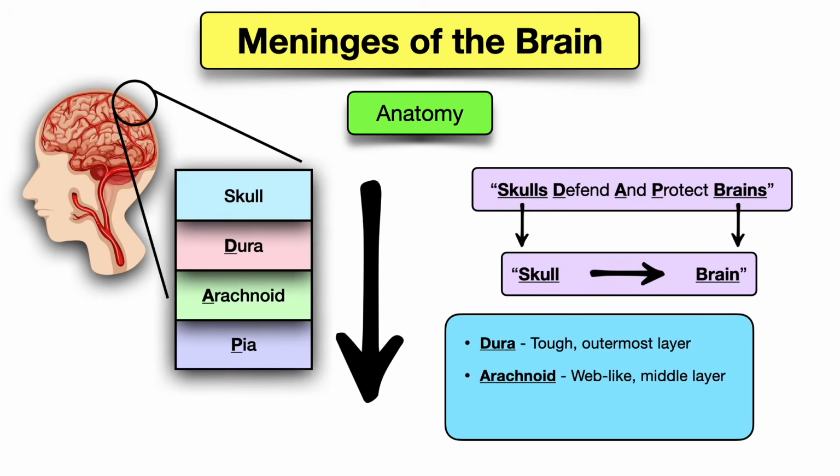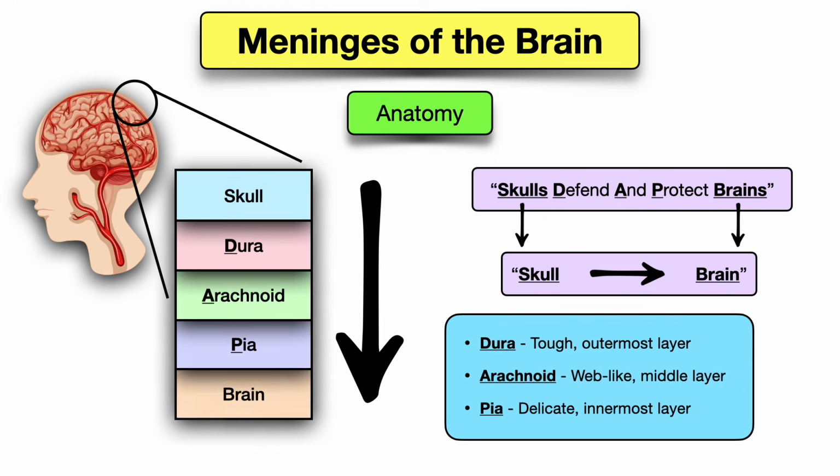Then we move to the P for protect in the mnemonic. This will help us remember the P for pia mater. The pia mater is the innermost meningeal layer. It's a delicate membrane that closely adheres to the surface of the brain. This takes us to the brain in the mnemonic, which will help us remember brain.